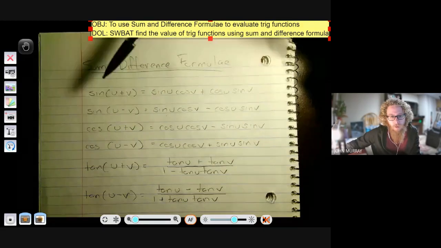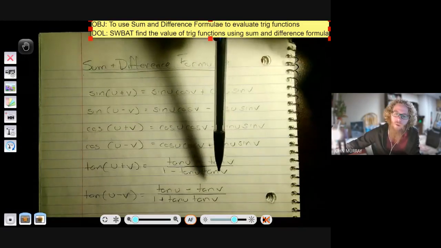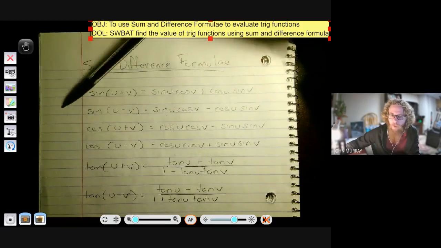Now, with tangent, we use a combination of all of this, and we have very particular setups for tangent.